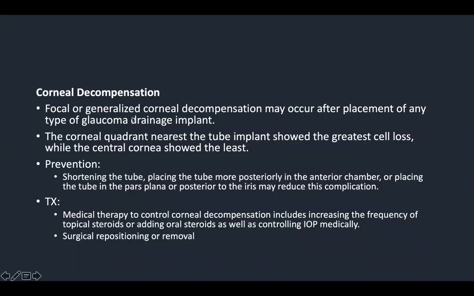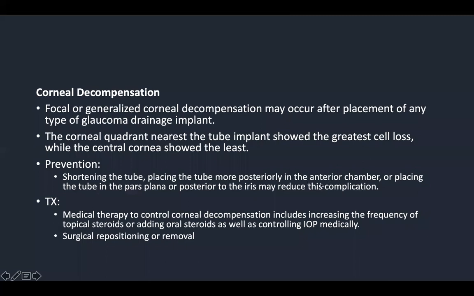So as you said, it's recommended to have a baseline endothelial cell count for tubes, any type of tube, and especially if the patient has a low endothelial cell count to start with, or decompensation in the other eye, or some guttata. So it's better to have a baseline endothelial cell count, and then to take the preventive measure of putting the tube away from the cornea.